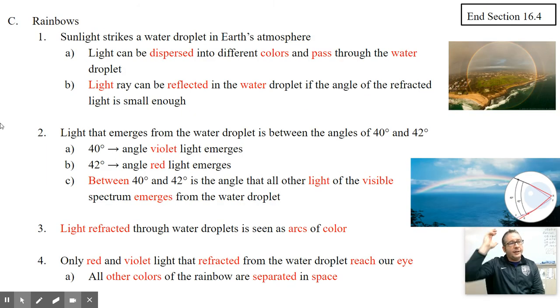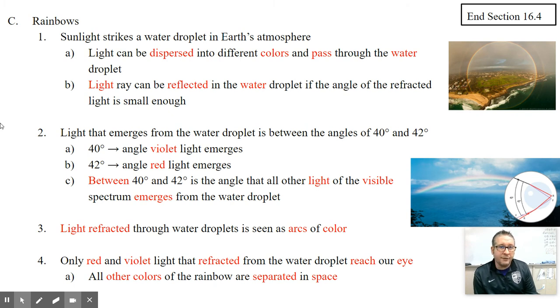And lastly, the rainbow. Okay, rainbows are a pretty neat phenomena in nature. It's when we have sunlight striking a water droplet in Earth's atmosphere. Here we have light being dispersed into different colors as it passes through water droplets. The light rays can be reflected in the water droplet if the angle of the refracted light is small enough. Light that emerges from a water droplet is between angles of 40 and 42 degrees. If it's at an angle of 40 degrees, it's going to be violet. At 42 degrees, it's going to be red.